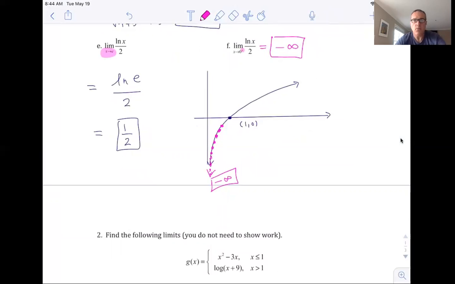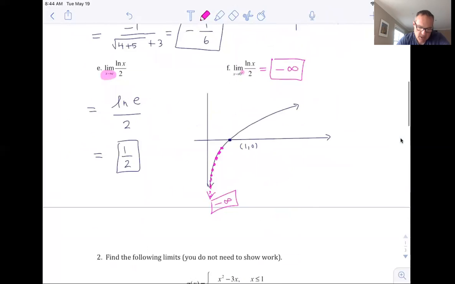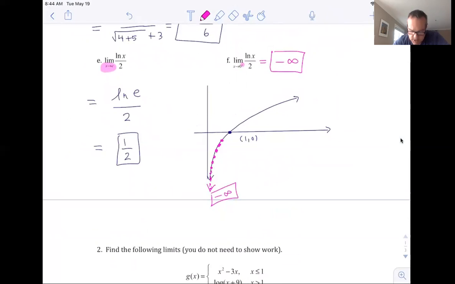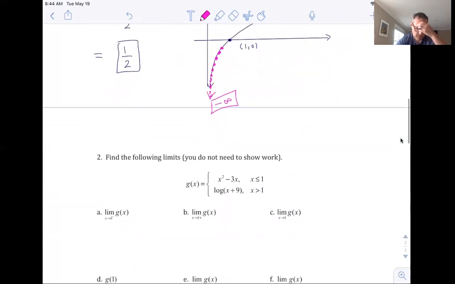So there's a lot of ways to do these. You can do problems algebraically like we did earlier in the page. You can always just graph them and figure out what's going on from the graph, right?